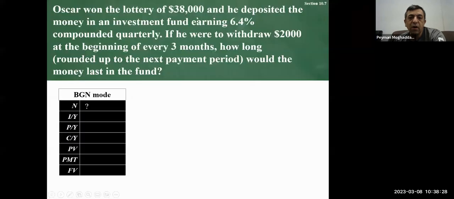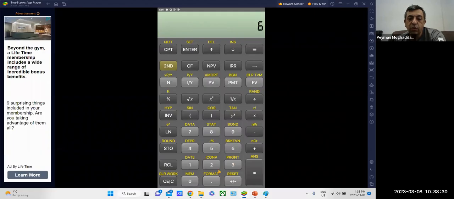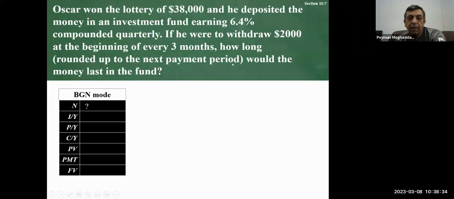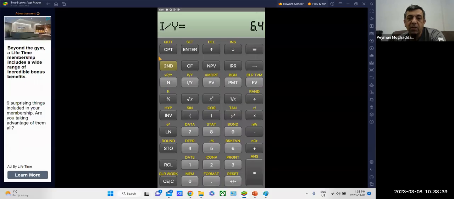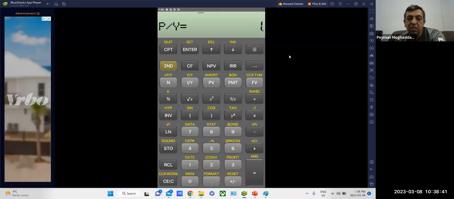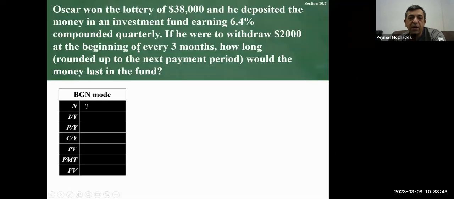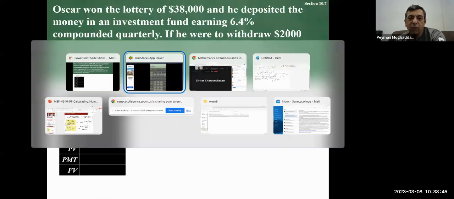Okay. So I over Y is 6.4%. Now I need to know what the N is, though, right? But we need to set up the P over Y and C over Y. P over Y, payments per year. How many payments per year do we have? 4 payments per year, right?